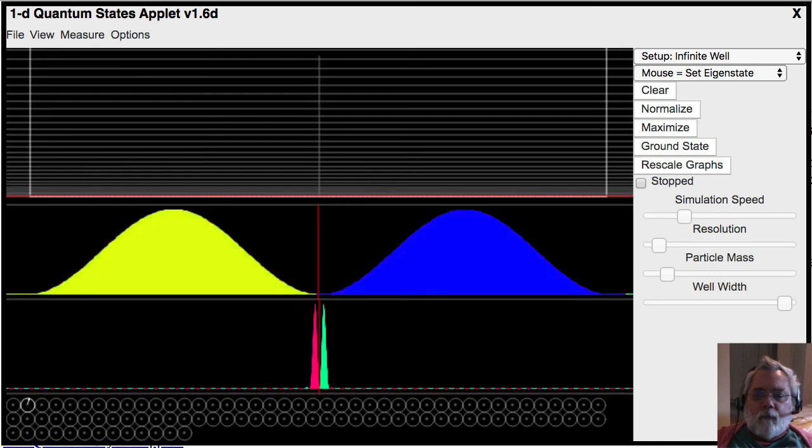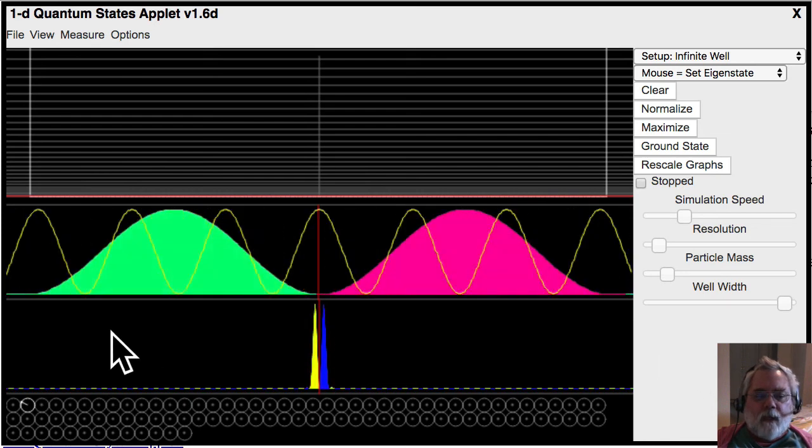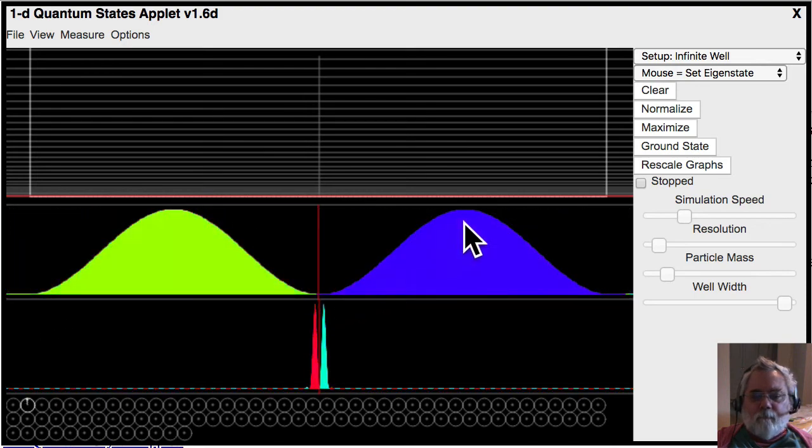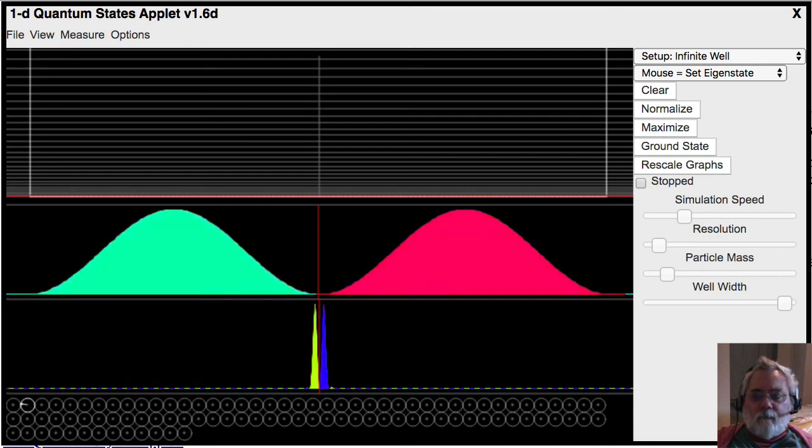Now, when we look at probability plus phase of an energy eigenfunction, here we're in the first excited state, the shape is not changing in time, but the colors representing the phases are changing in time for both position and momentum.